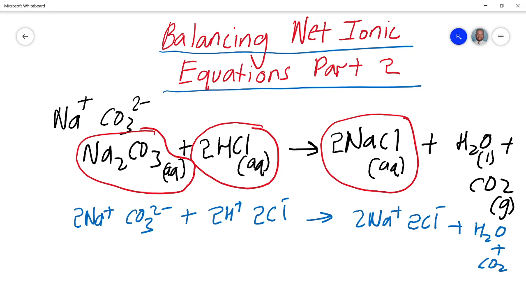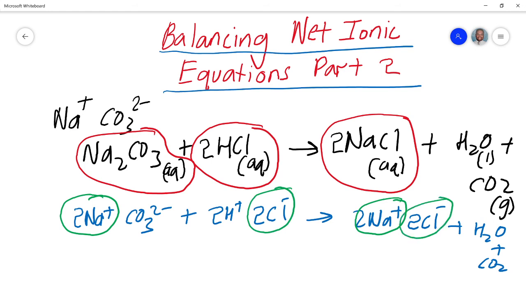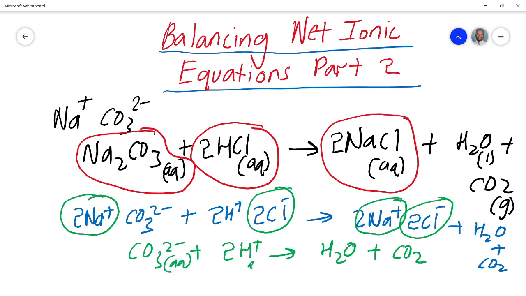The next thing we need to do is work out which ones are the spectator ions. I can say 2 Na+ there, 2 Na+ there, 2 Cl- there, 2 Cl- there. So what remains is carbonate and hydrogen on my reactant side, and I've got water and carbon dioxide on my product side. So my net ionic equation therefore becomes CO3 2- plus 2H+ to produce H2O plus CO2. That's aqueous, that's my liquid, and that's my gas.